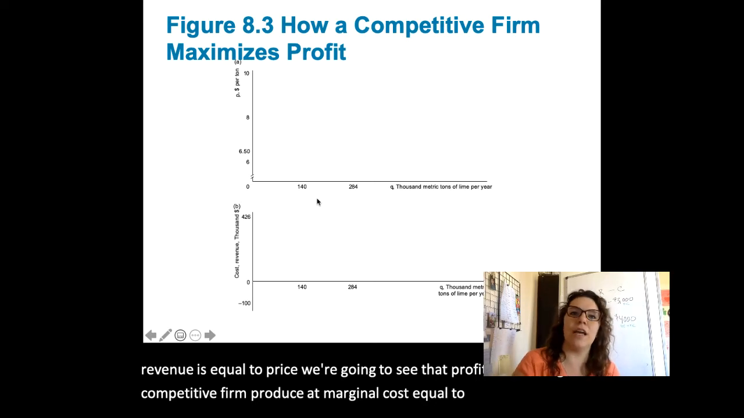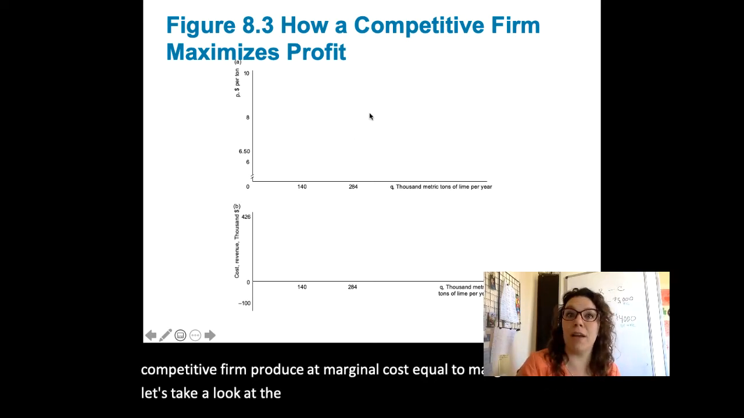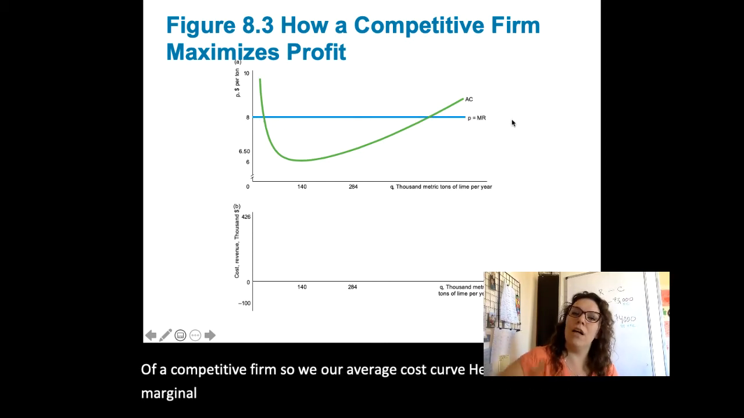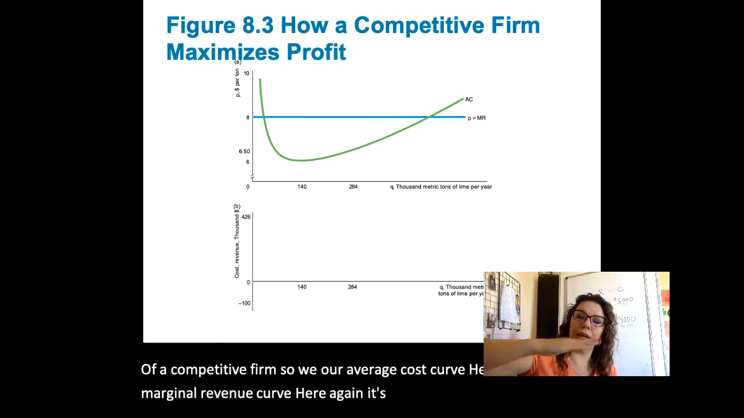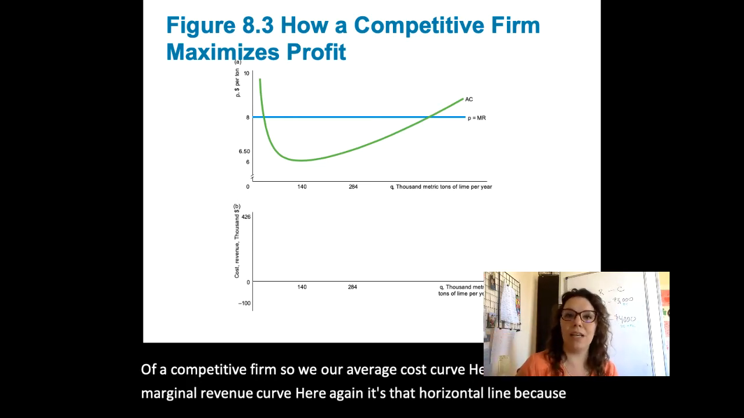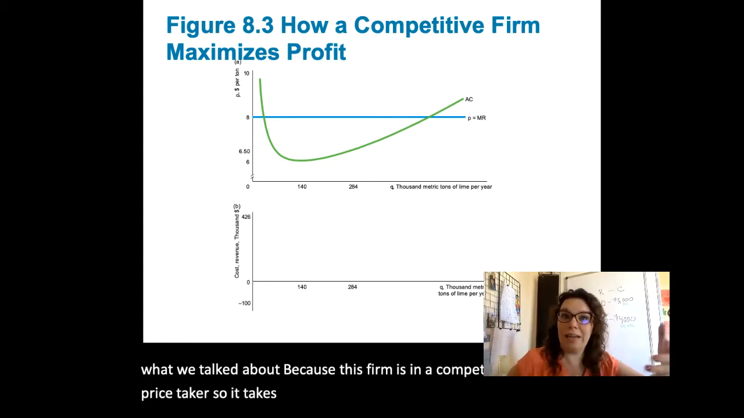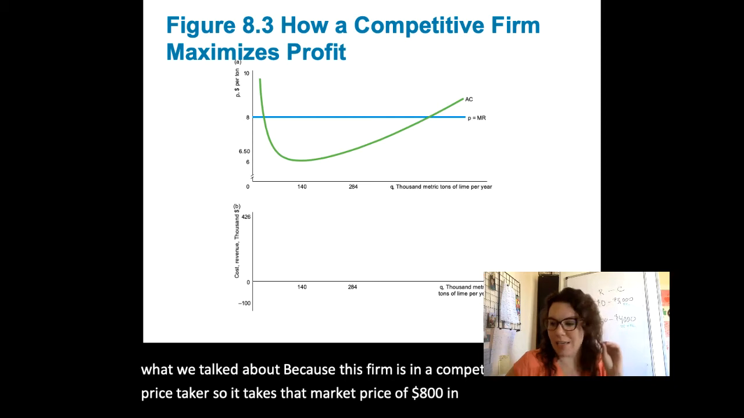So let's take a look at the cost curves of a competitive firm. So we have our average cost curve here. We have our marginal revenue curve here. Again, it's that horizontal line because of what we talked about. Because this firm is in a competitive market, it's a price taker. So it takes that market price of $8 in this case as a given.